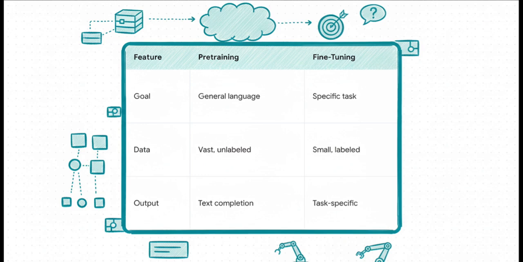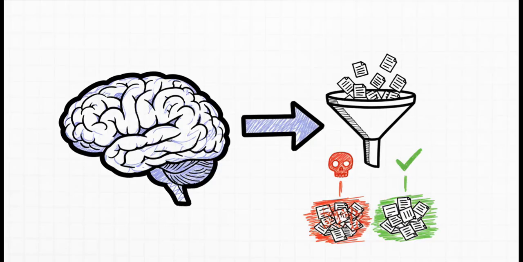We're not teaching it English again, we're just showing it how to apply what it already knows to a new task. So, for example, you could take that massive model and just show it a few thousand text messages with each one labeled either spam or not spam. And in almost no time, it'll become a super accurate spam detector. It just adapts all that general knowledge to this one tiny task.